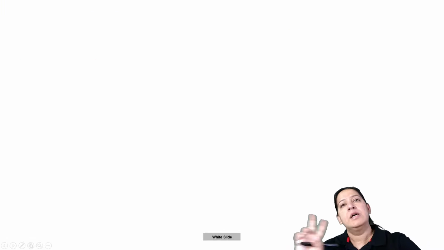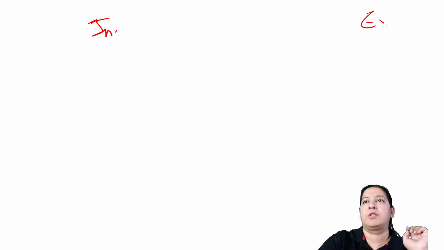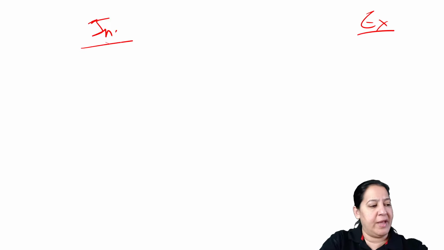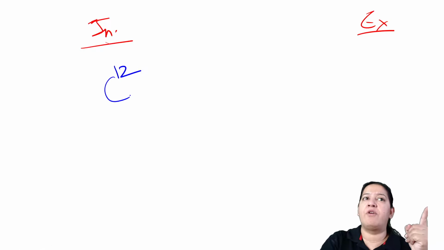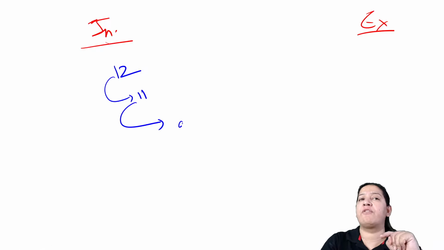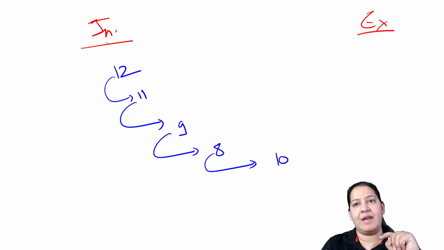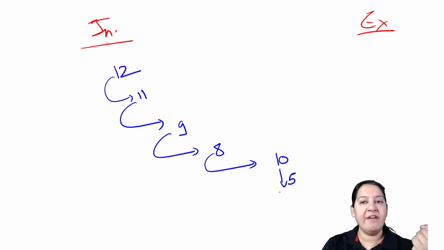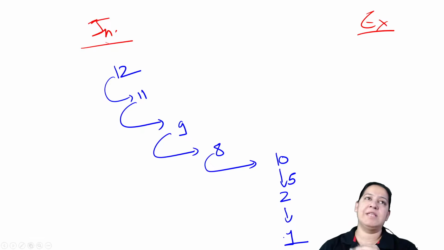So what is the complete cascade? What is the sequence? There are two pathways: intrinsic pathway and extrinsic pathway. In the intrinsic pathway, factor number 12 is the first factor to get activated. 12 leads to activation of 11, 11 leads to activation of 9, 9 leads to activation of 8, 8 leads to activation of 10. In the presence of 5, 10 leads to activation of 2, and 2 leads to activation of 1. So this is the complete sequence in intrinsic.